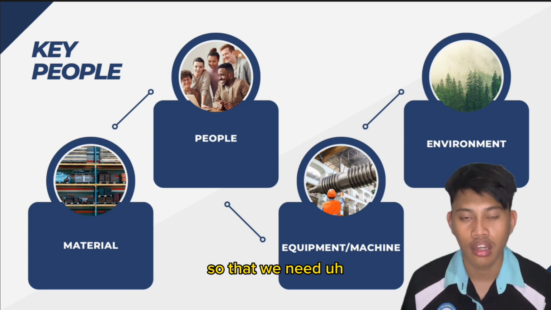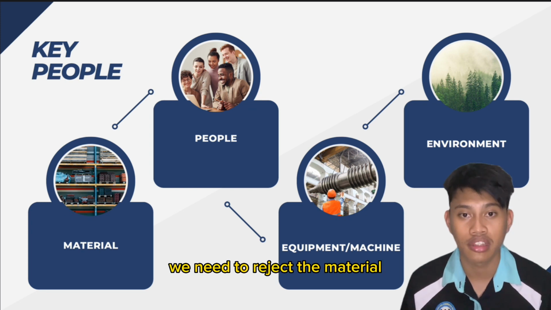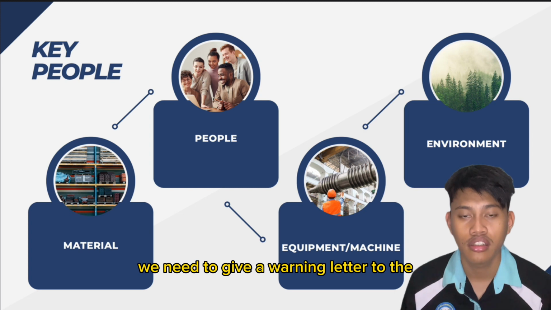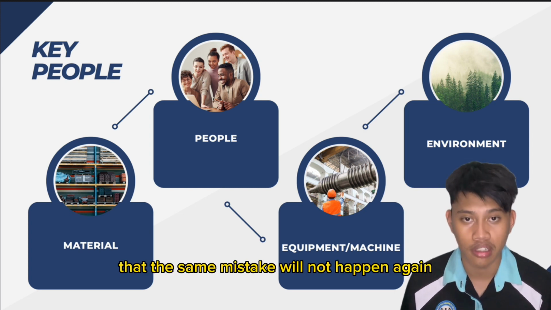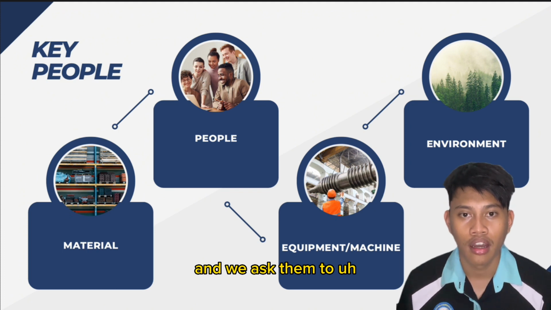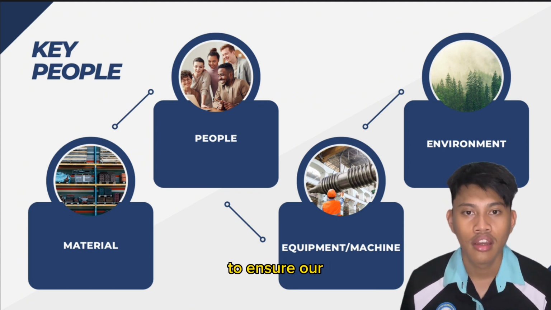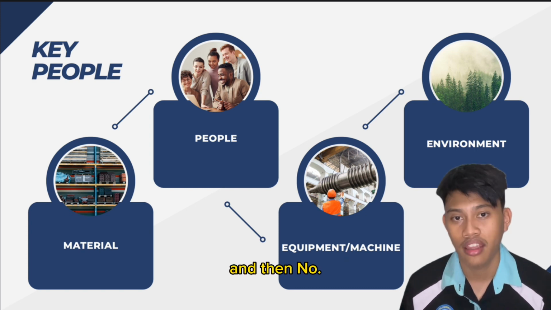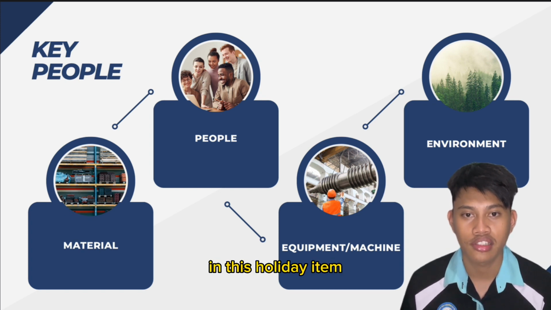So we need to do corrective action, which is we need to reject the material and ask for a new one. And also we need to give a warning letter to the delivery service to make sure that the same mistake will not happen again, and we ask them to segregate our raw material from non-halal material to ensure our halalan thayyiban aspect becomes great. And then number 2 is about the people. What is the example for the people in this halal threat item?